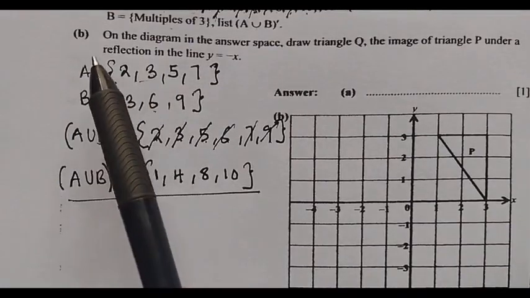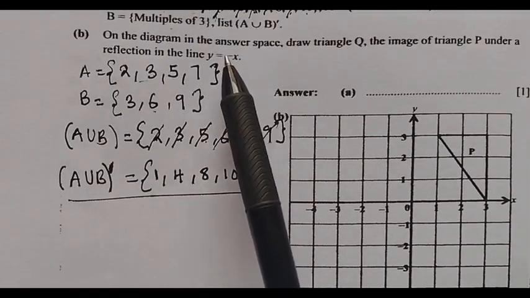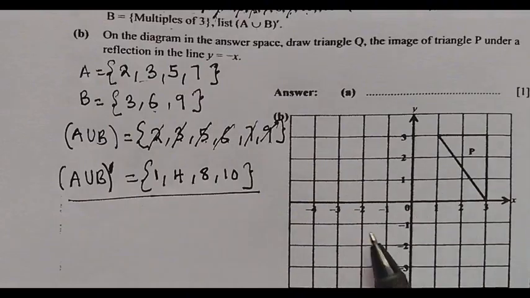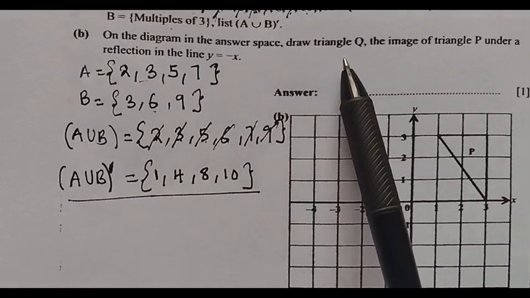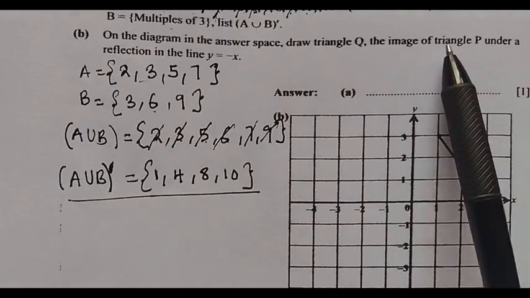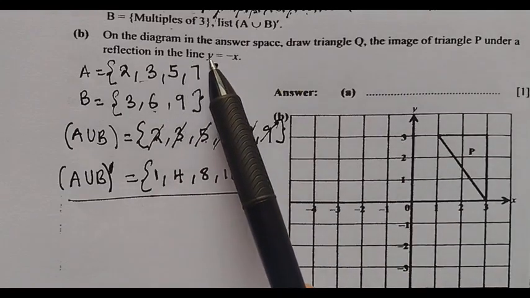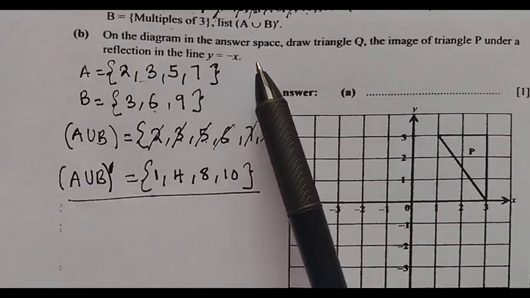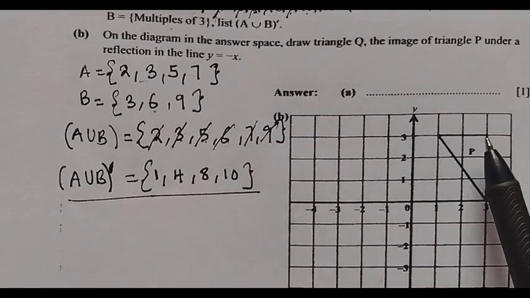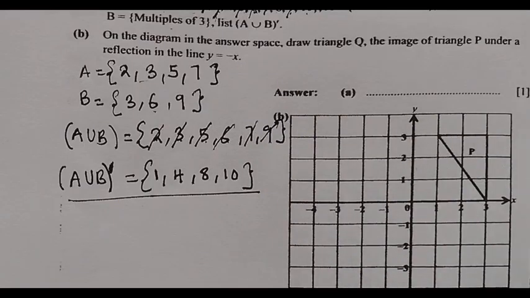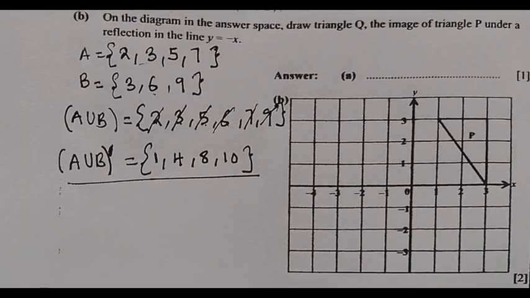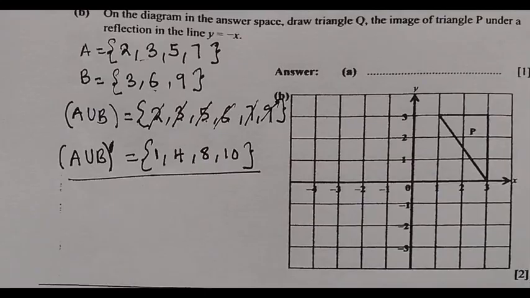Question B reads: on the diagram in the answer space, draw triangle Q, the image of triangle P under a reflection in the line y is equal to negative x. So this is the diagram which is right here on the answer space. I don't know if it's clear. Okay, let me just move it. Yeah, it's clear.